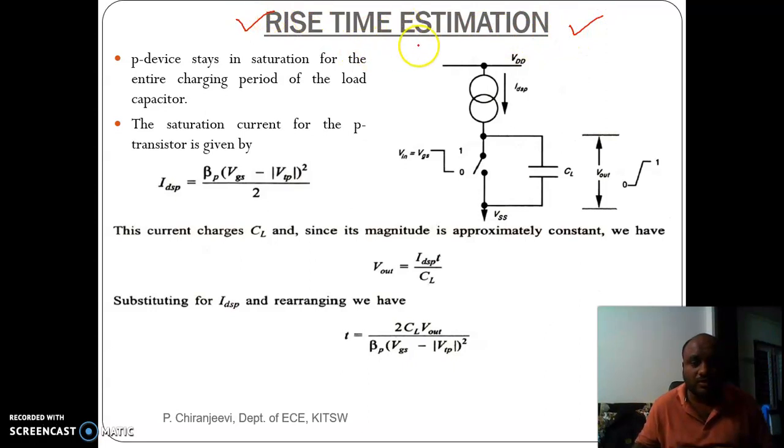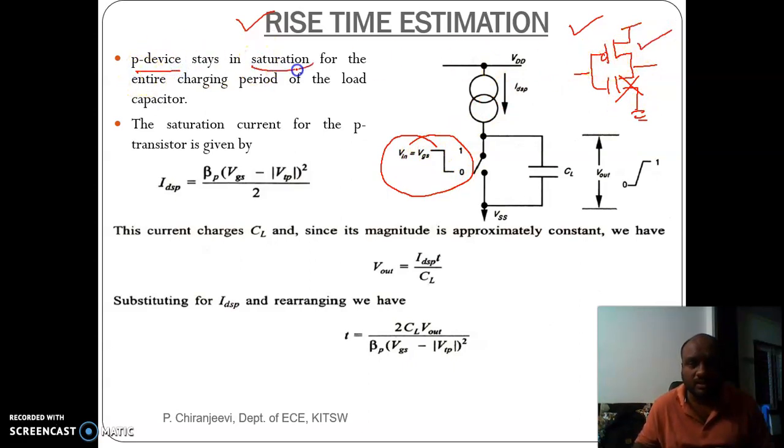So when the output will be rising, that is going from 0 to 1, it means the input is going from 1 to 0. So when your input is going from 1 to 0, in your CMOS inverter, pull down is NMOS and pull up is PMOS. This is VDD and this is the ground, input and output. So in this case, when your input is going from 1 to 0, NMOS will be in off state and PMOS will be in on state.